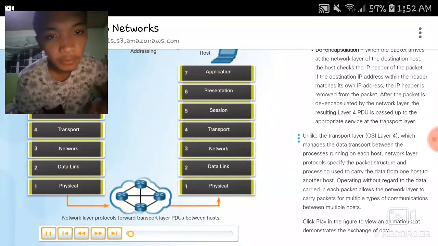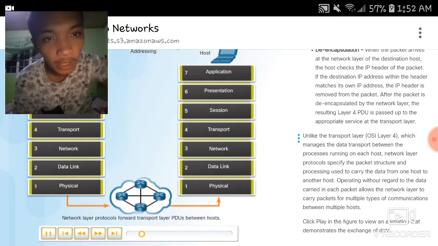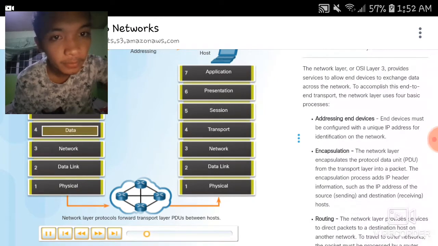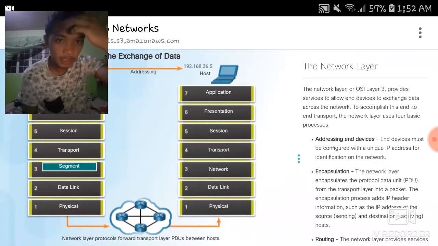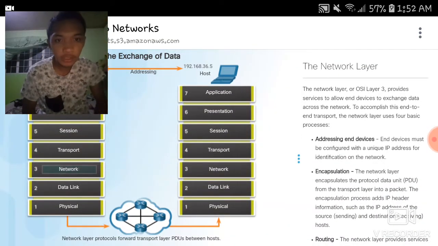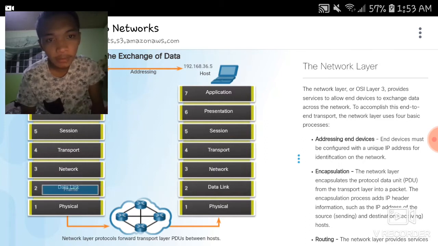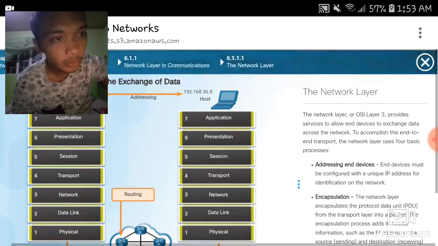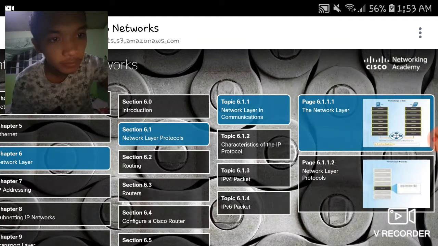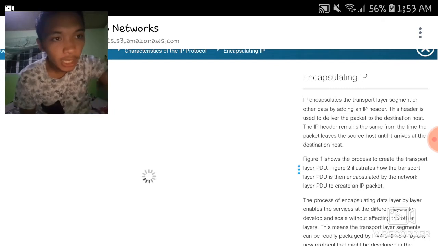Let's play this video and see the movement of data. Encapsulation goes down to the data link frame, then to the physical layer, and then routing. Encapsulating IP.